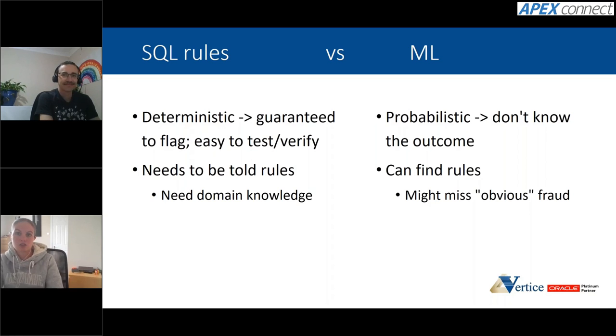So something like unsupervised learning models can really help bring to light new information, new patterns that you've never seen before, enabling you to investigate and maybe even come up with rules. Okay, cool. So it's a balancing act, isn't it?